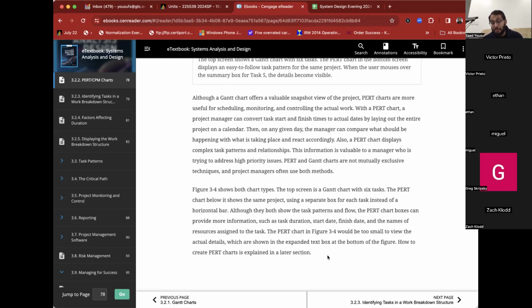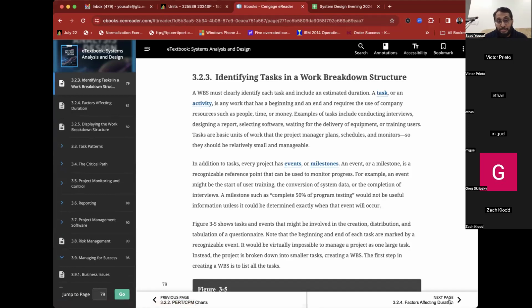So that's another feature in a lot of the project management software, that it gives you a calendar feature and also allows you to merge that calendar with whatever email client calendar you are using. So the top screen in the Gantt chart that you saw with 6 tasks, the PERT chart below shows the same project, but using separate boxes so that you can see the real progression of how things are going.